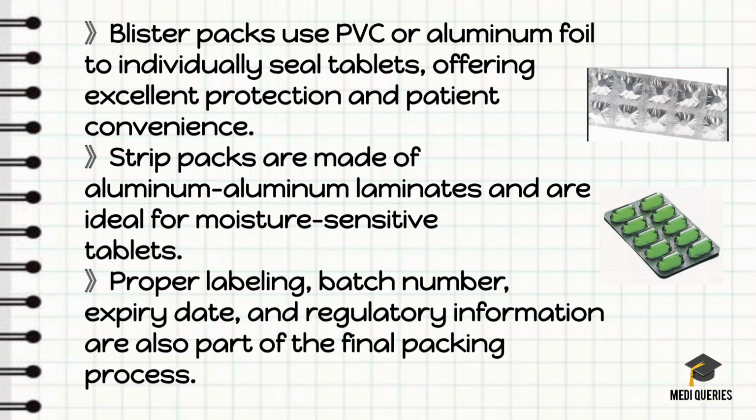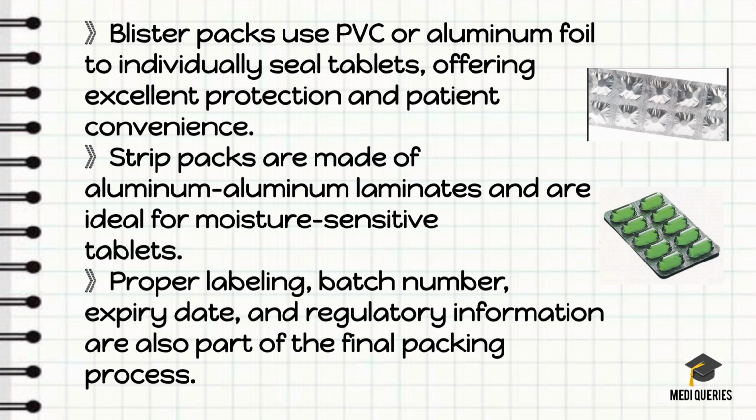Okay, and the next one is strip packing. Here the tablets are sealed between two layers of foil, usually aluminum. It offers high protection against moisture and light here. Okay, in case of bottle packing, the tablets are filled in plastic or glass bottles and then sealed with caps. Common for bulk or over the counter medication, this bottle packing is highly suitable.